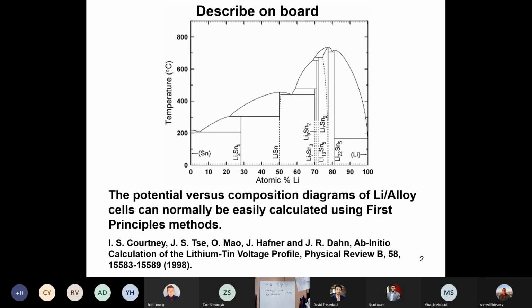So this was very interesting to me, 23 or 25 years ago. We were trying to understand the voltage composition curve of lithium alloying with tin. So the idea is you start with pure tin over here at the left side.